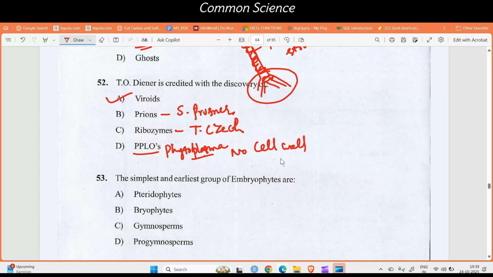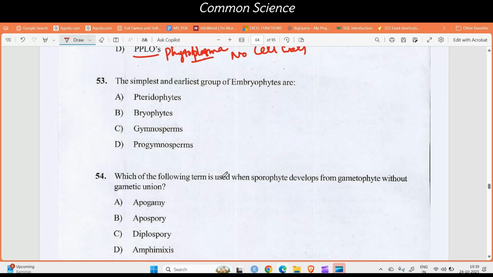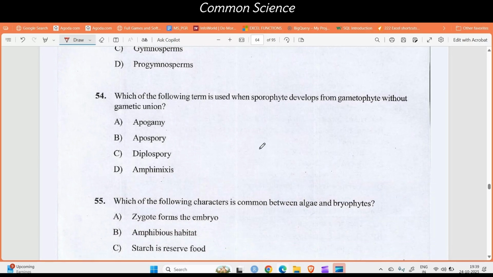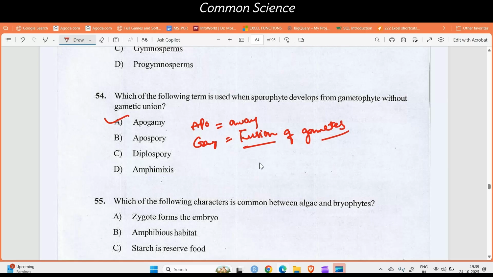Okay, question number 53 says that the simplest and earliest group of embryophytes are bryophytes. Which of the following terms is used when sporophyte develops from gametophyte without gametic union? So, apogamy. Apo means away. Gamy means fusion, fusion of gametes. So it's apogamy. Apospory is the formation of the gametophyte from the sporophyte without formation of spore. Okay.